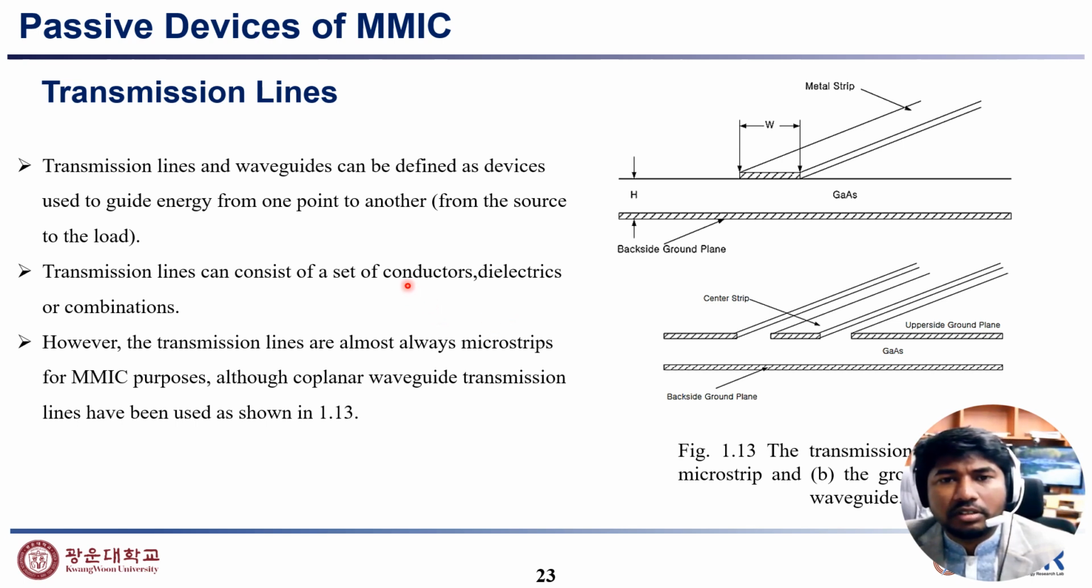Then an important parameter is the transmission line. So what is a transmission line? Transmission lines and waveguides can be defined as devices used to guide energy from one point to another, and a transmission line can consist of a set of conductors, dielectric, or a combination. Here you can see the transmission line. However, the transmission lines are almost always microstrip for MMIC purposes, although coplanar waveguide transmission lines have been used, as shown in the figure here.